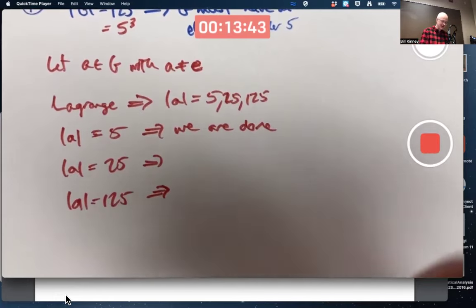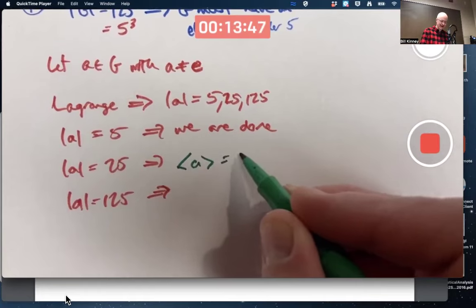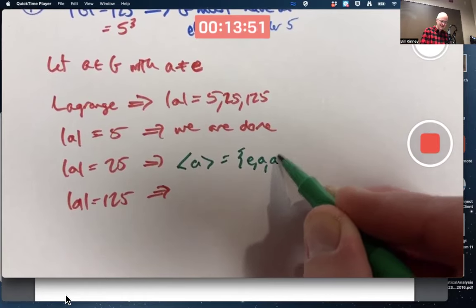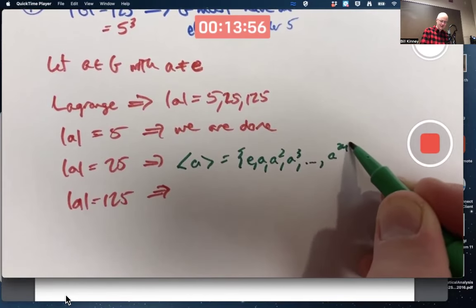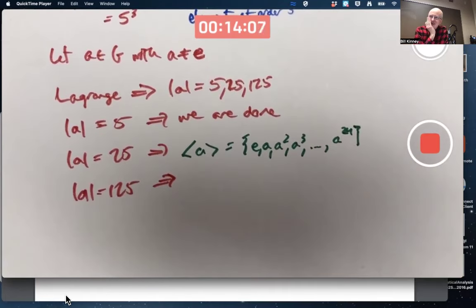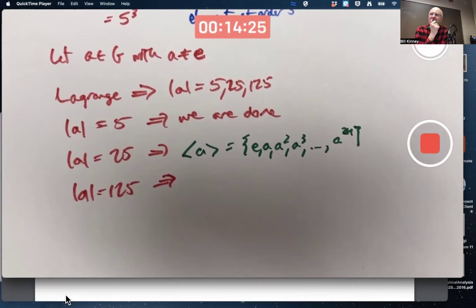If A has order 25, that means the cyclic subgroup generated by A has order 25 and is going to consist of E, A squared, A cubed, up through A to the 24th. Those will all be distinct. Give me an element out of there that's got order 5. A to the 5th has order 5.